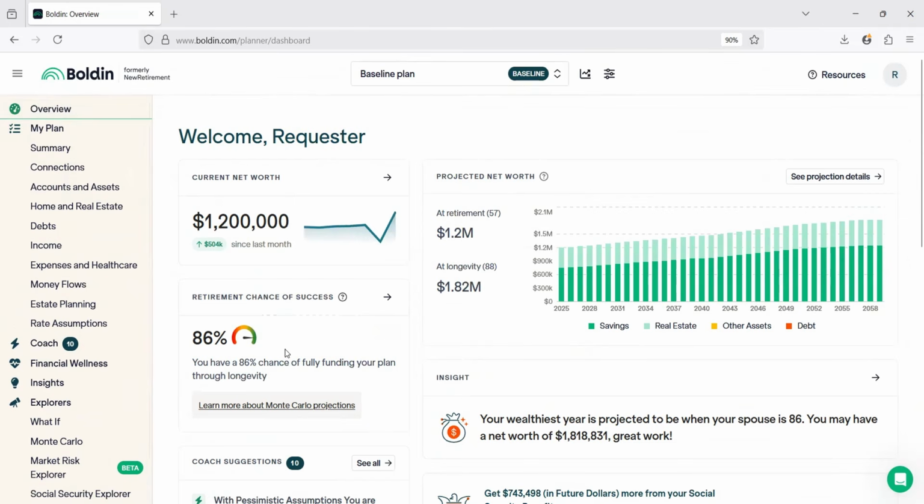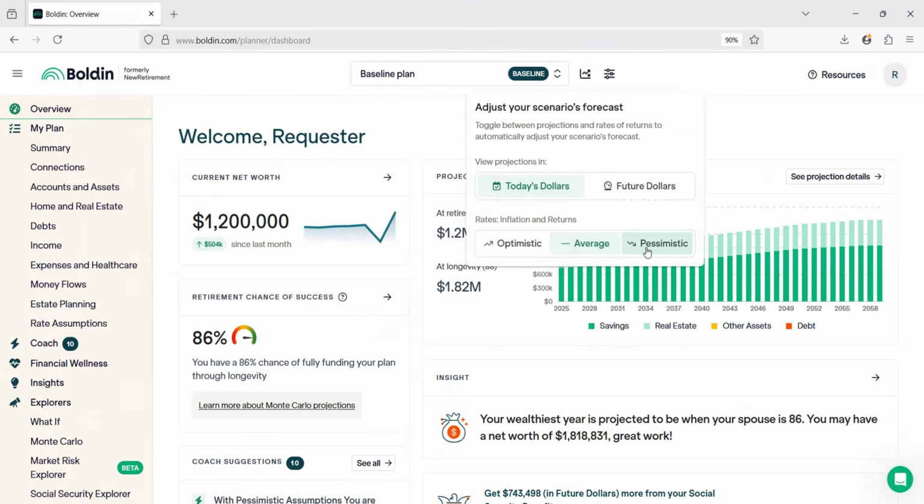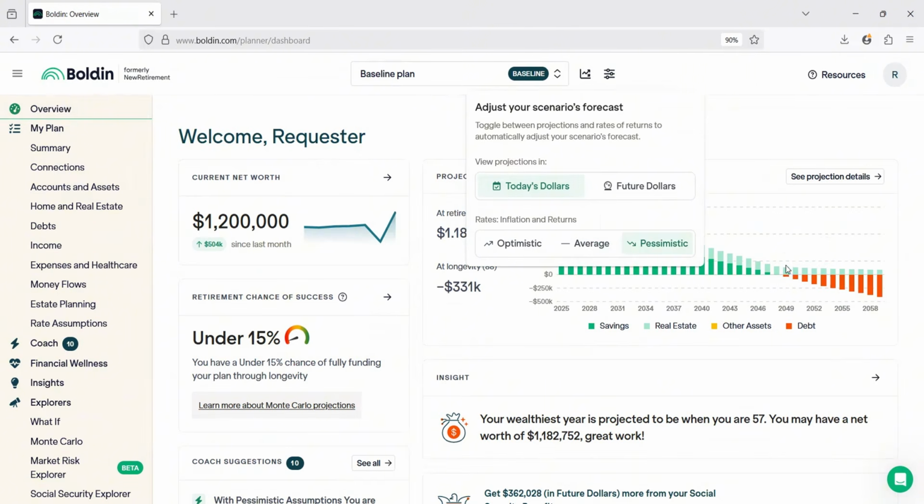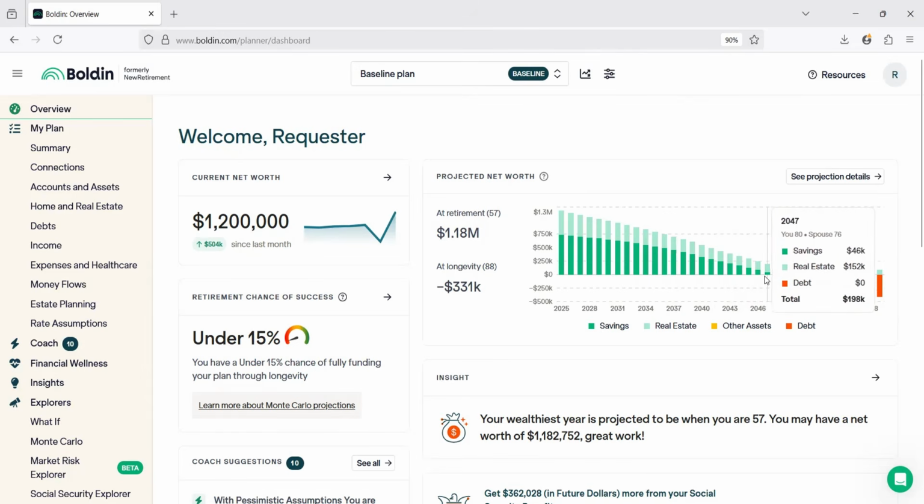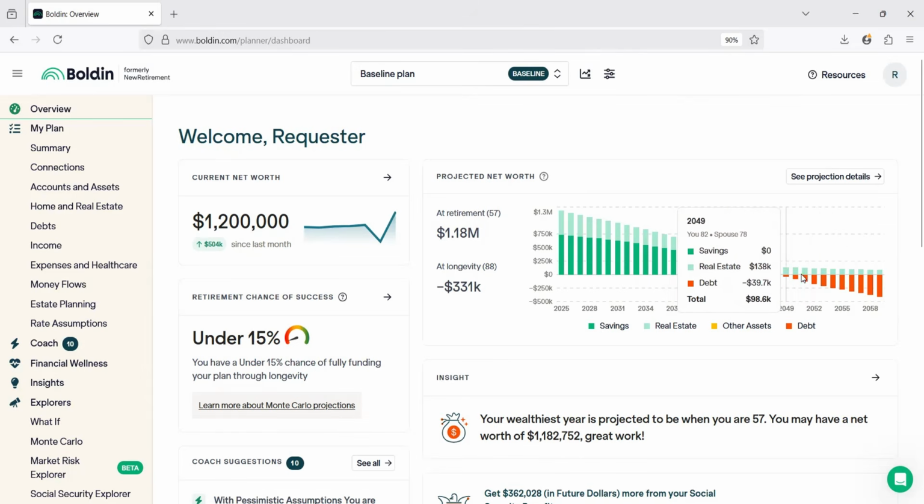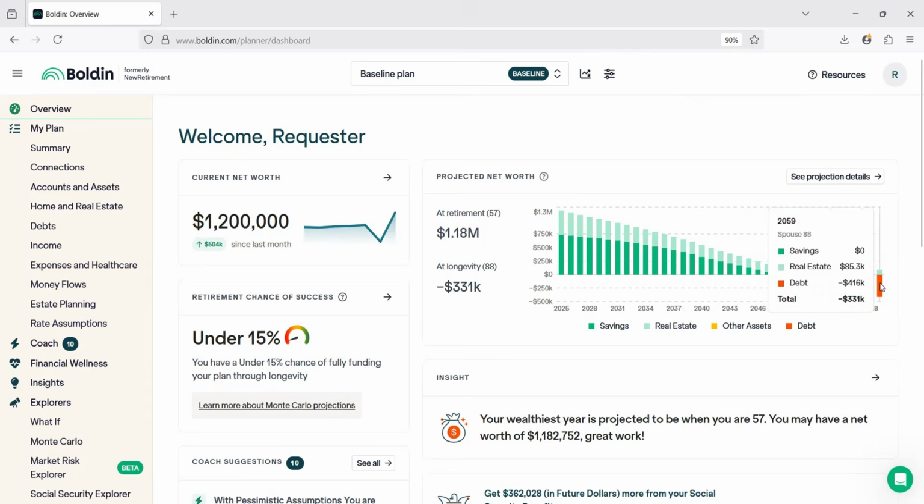Okay, so 86%. All right. Okay. And does it make any difference with the pessimistic? Let's see. Well, not really. I mean, you have money until 82, and then I guess it made a little bit of a difference. It did extend it a few years. But you would have to either tap into your home or figure out a way to earn more.